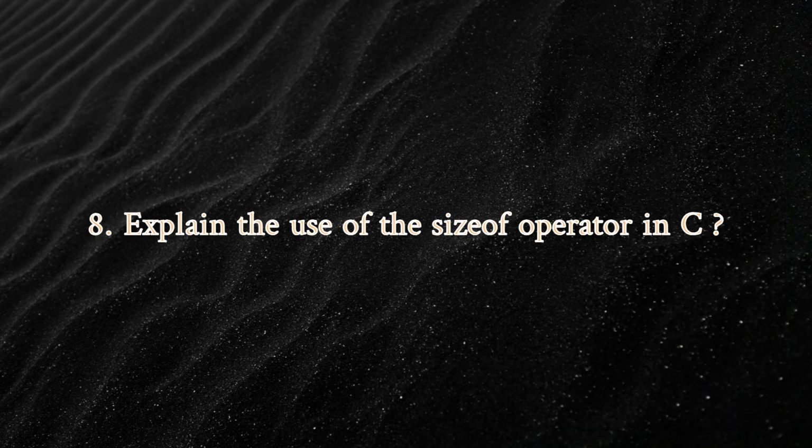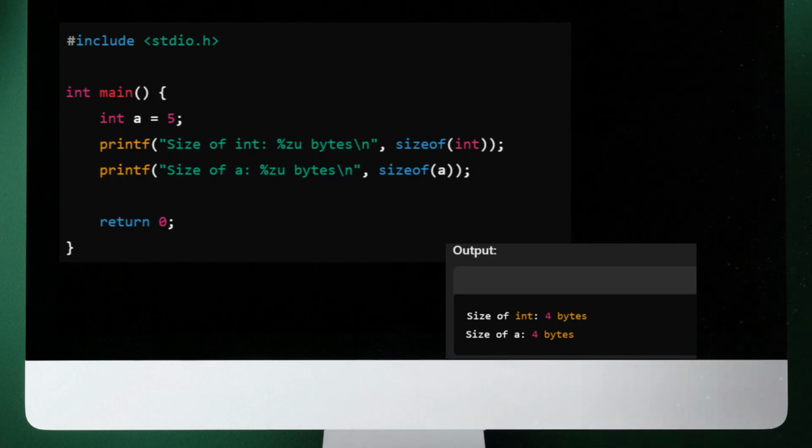8. Explain the use of the sizeof operator in C. The sizeof operator in C is used to determine the size, in bytes, of a data type or a variable. It is one of the most commonly used operators in C programming, especially when dealing with memory allocation, data structures, and low-level operations. It is a compile-time operator, meaning its value is determined during compilation, not at runtime.